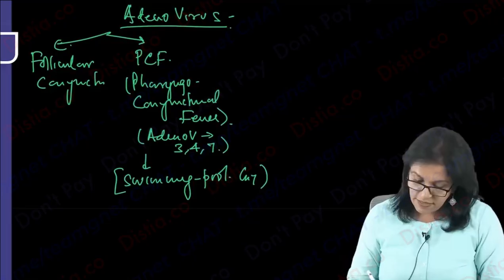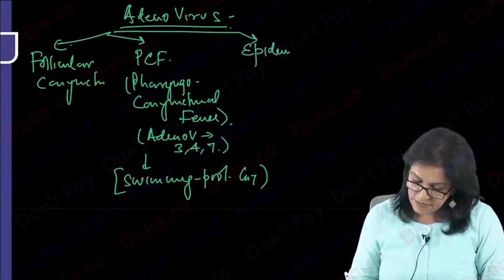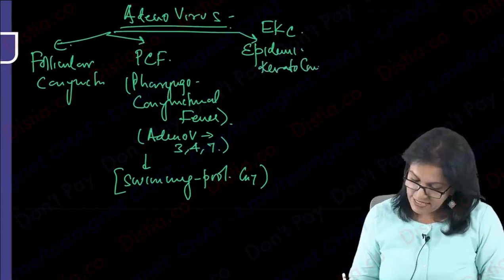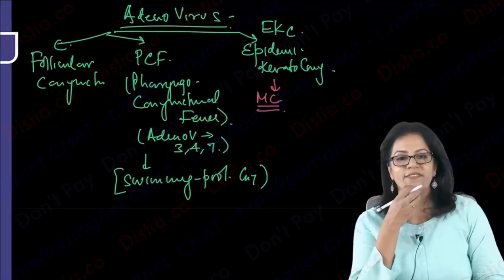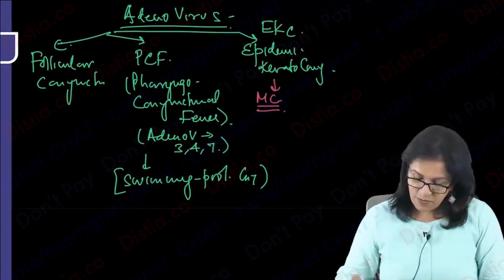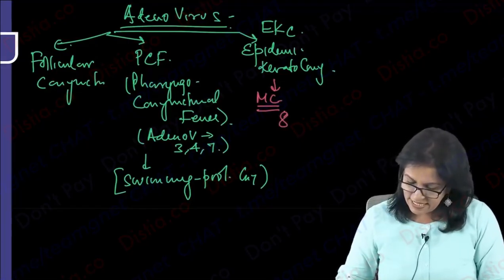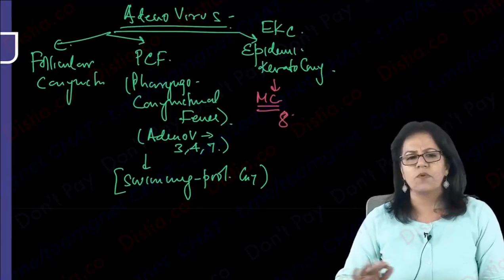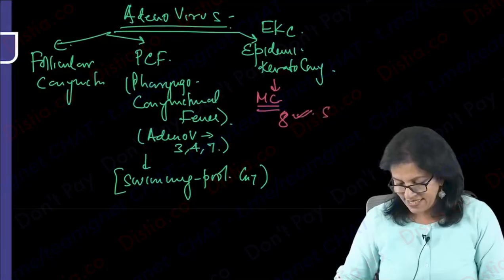And then we come to the third one, which is epidemic keratoconjunctivitis. EKC, epidemic keratoconjunctivitis. Now, the point to be remembered here, this is the most common among all adenoviral infections. And the strain most commonly is 8. It can be 8, 19, 37. I don't want you to learn that. Just learn strain 8. This is enough.